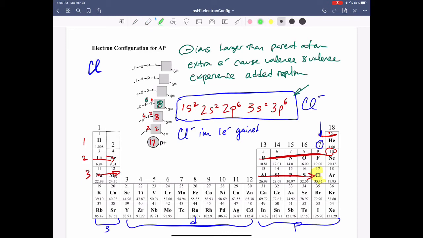That makes the atom, which was originally this big, larger when the extra electron is put in, and the ion will be larger. Again, the atom in green is slightly smaller, the chlorine atom, and then the chloride ion will be larger.